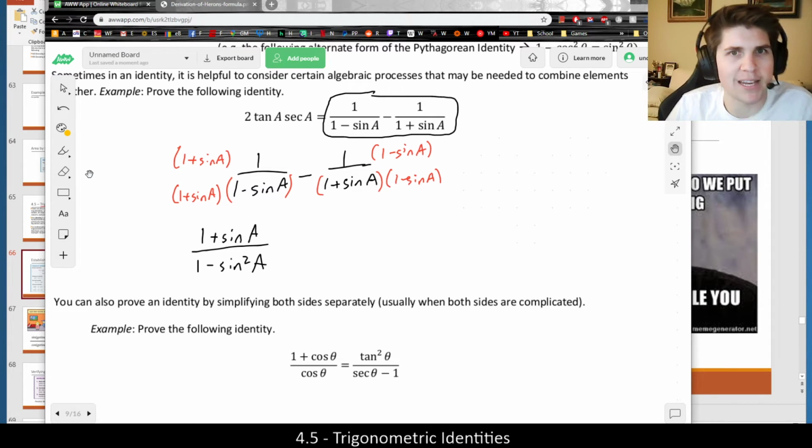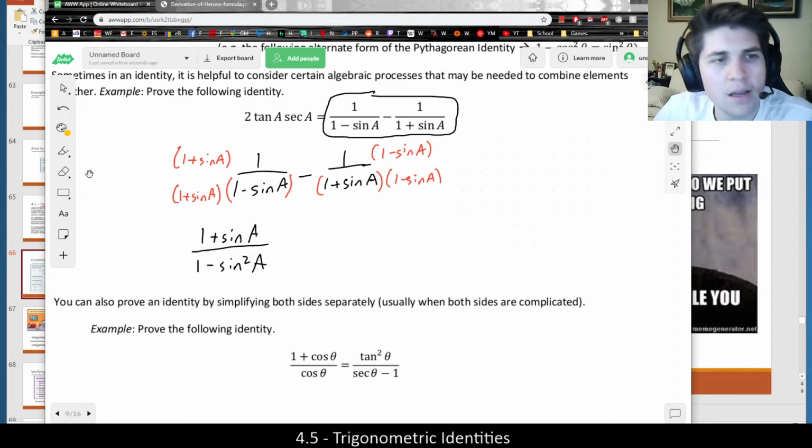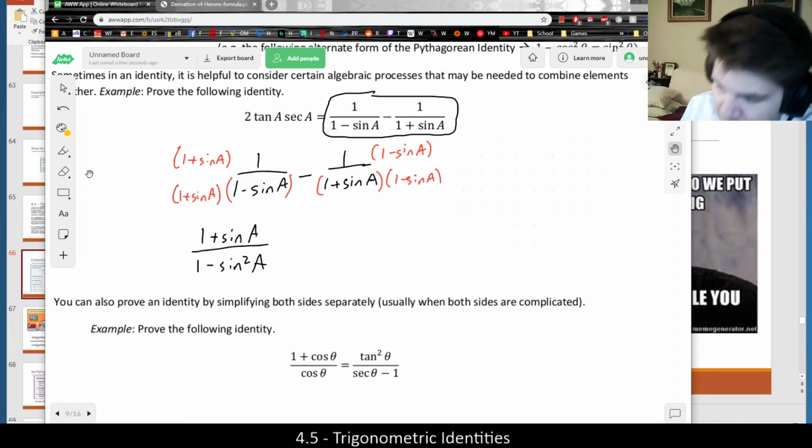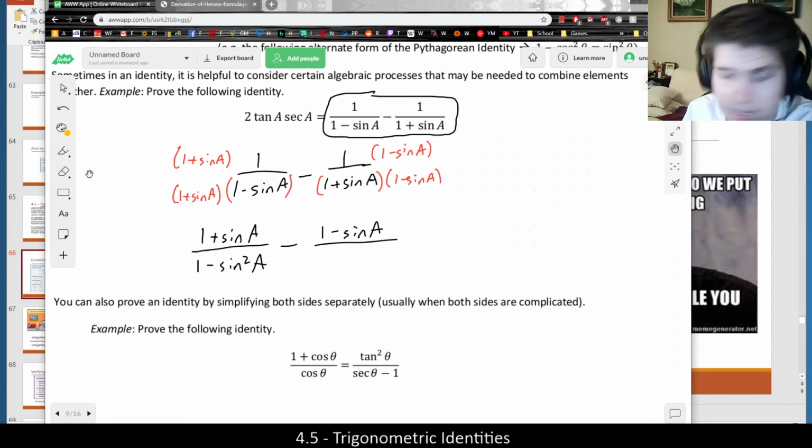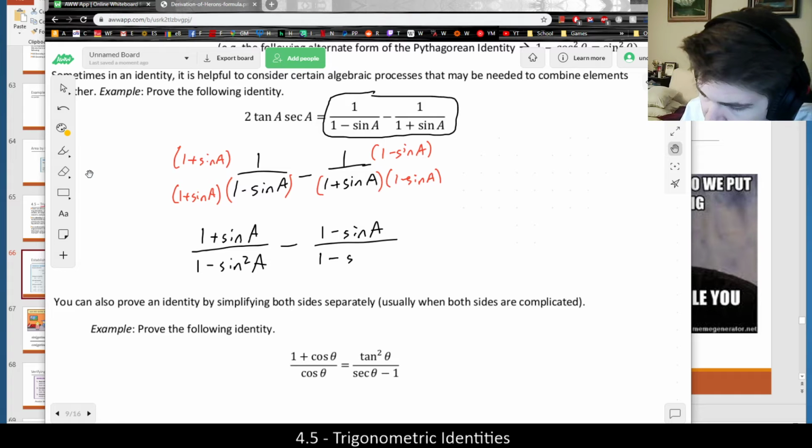It's like x plus y and x minus y. It's the same two things, 1 plus, 1 minus. Always has a simple result. And then in the second fraction, I have 1 minus sine times 1, which is 1 minus sine. And on the bottom, I have the same denominator. That was the initial point, to make the same thing on top and bottom, 1 minus sine squared A.